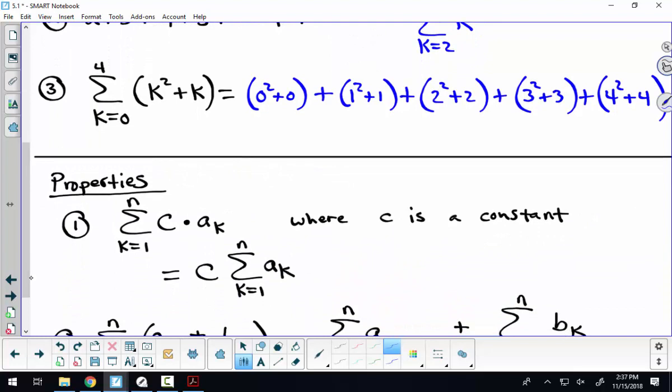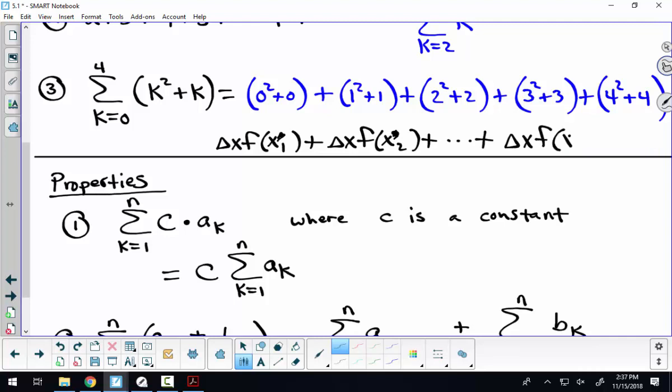And the reason we're using this notation, of course, is because we don't want to keep writing out delta x times f of x star sub 1 plus delta x times f of x star sub 2. So that's basically our condensed version. We're going to take all of that stuff for the Riemann sum and condense it into sigma notation.